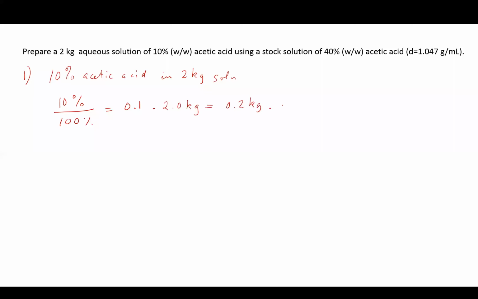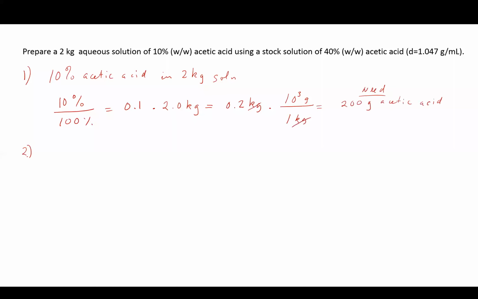If we convert that from kilograms into grams, we multiply by 10 to the 3 grams over 1 kilogram. Our kilograms cancel, and we get 200 grams of acetic acid is what is necessary. So that's what we need from our stock solution. Now, the second part of this problem is to figure out how we are going to get that out of our stock solution.